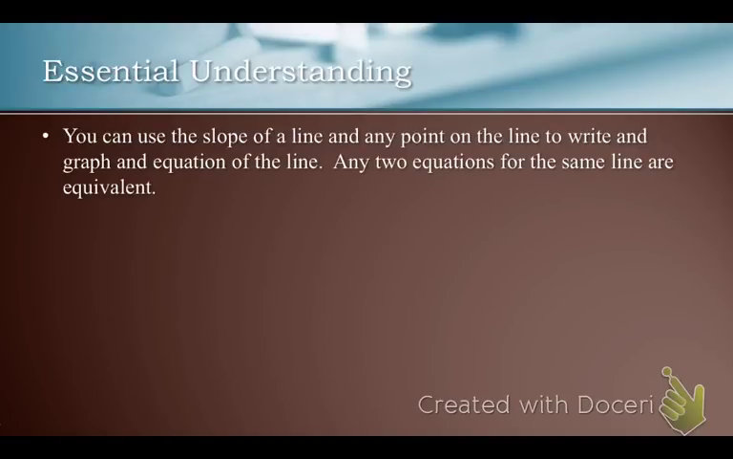So let's get started. One piece that we need to have at the front of our minds as we begin today is that you can use the slope of a line at any point on the line to write and graph the equation. We are going to be using those two essential pieces to write our equations today as well. It's also important to note that any two equations for the same line are equivalent. So even if one person writes slope-intercept and one person writes point-slope, they are equivalent equations.